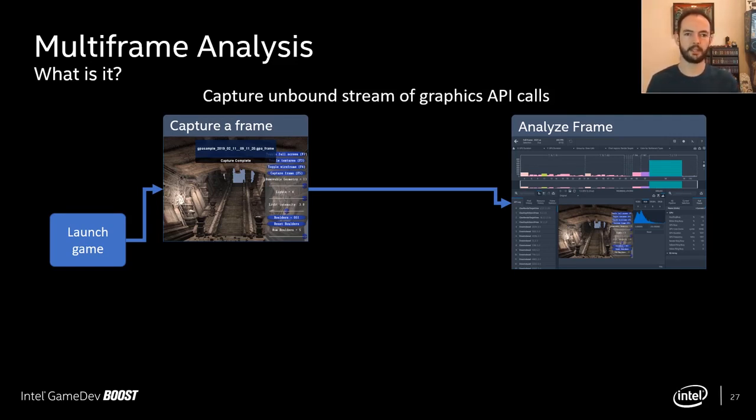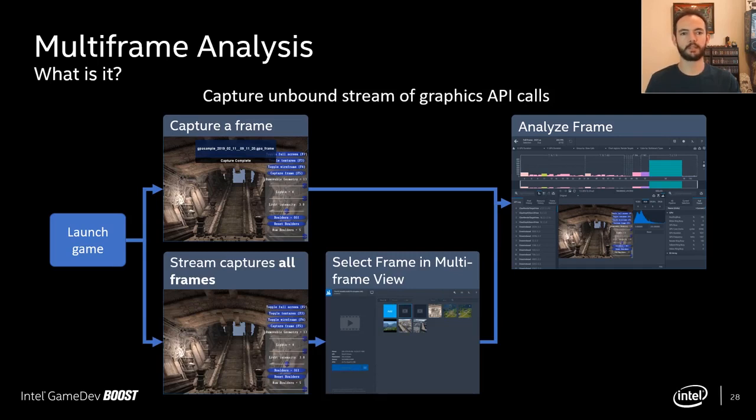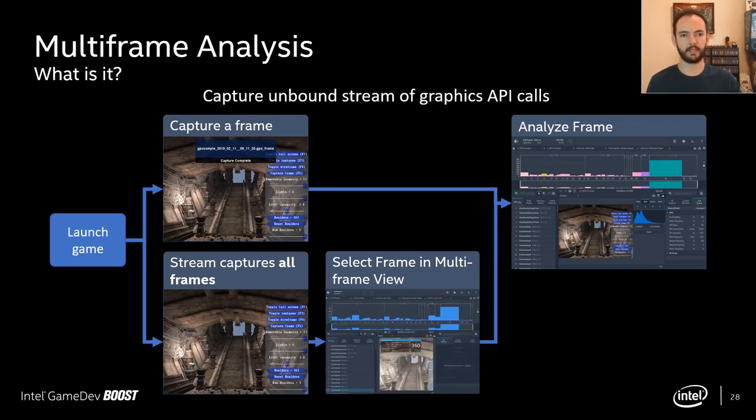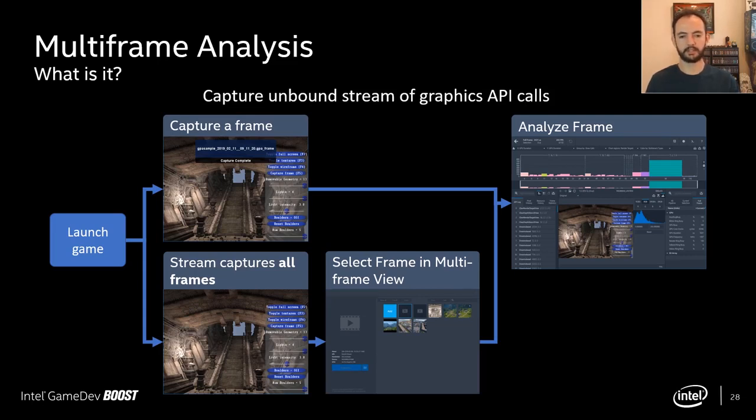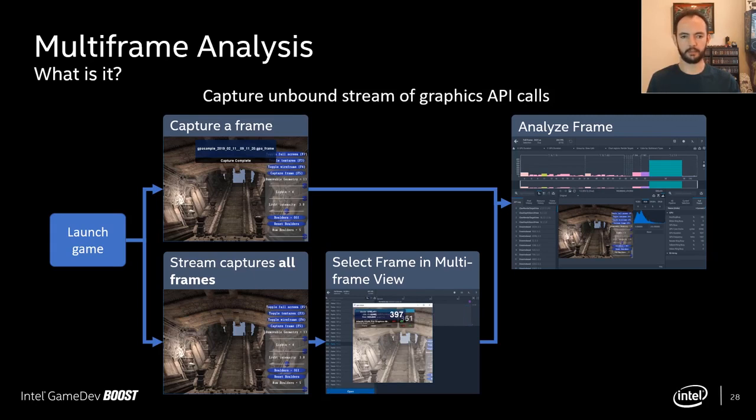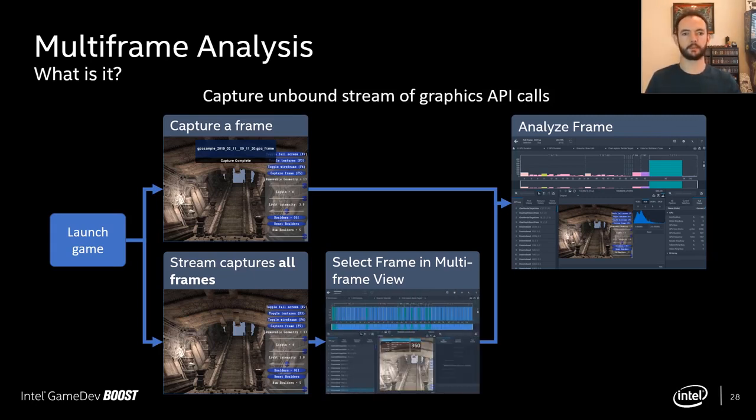So one of the things that we set out to do with the GPA team was, what if we could capture not only one frame, but what if we could capture all frames? Part of the reasoning here was, if we can create a reproducible scenario at the graphics API level, we can present the whole stream, the whole playthrough, to you in the new multi-frame view. And that way you can carefully select the frame that you would want to capture and then open it up in Frame Analyzer, the tool that you're already familiar with.